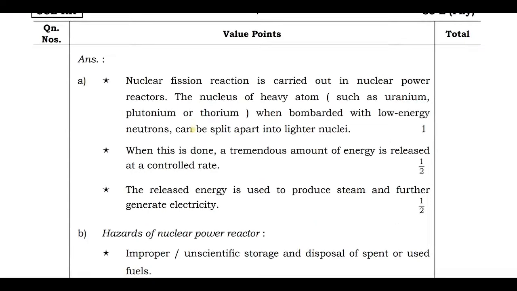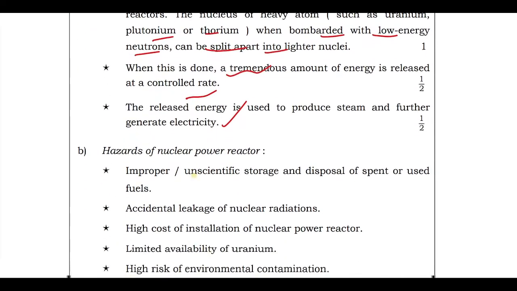Nuclear fission reaction is carried out in nuclear power reactors. The nucleus of heavy atoms such as uranium, plutonium, and thorium, when bombarded with low energy neutrons, can be split into lighter nuclei. This is called nuclear fission reaction. When the heavy atom splits into two smaller nuclei, it releases a tremendous amount of energy at a controlled rate. This released energy is used to produce steam and further generate electricity.